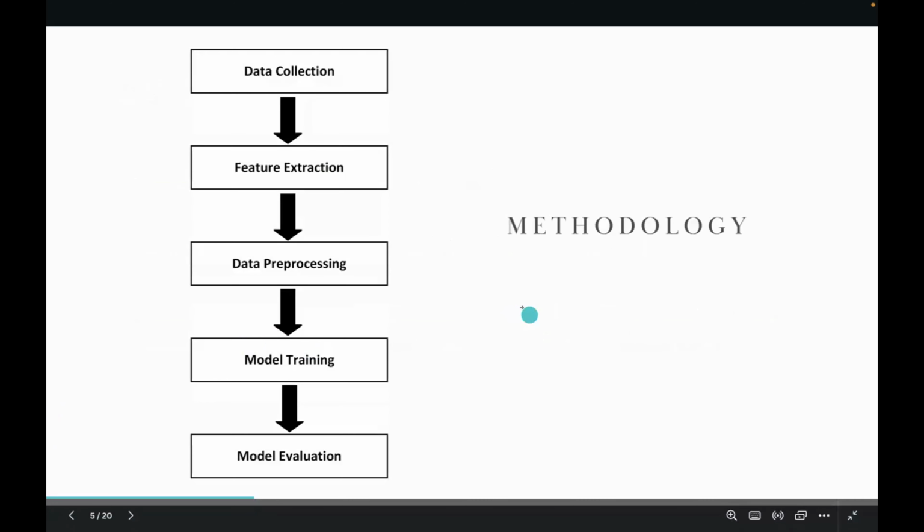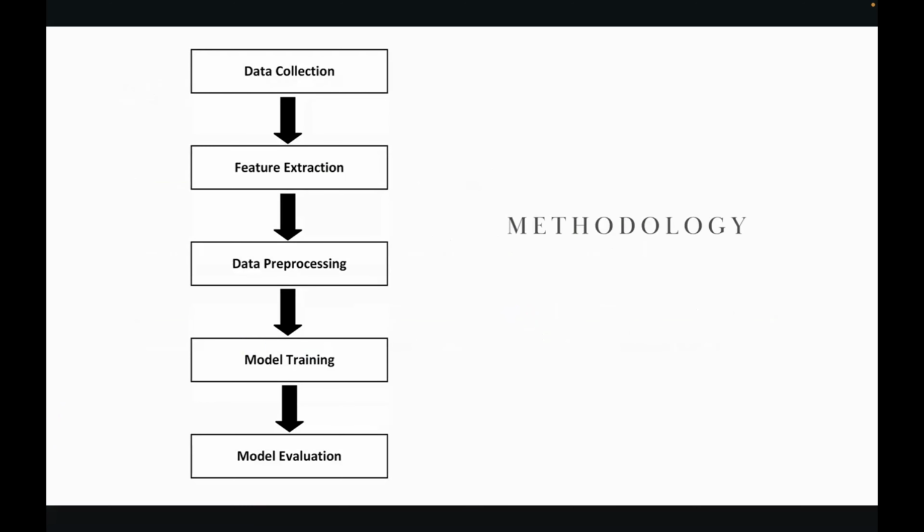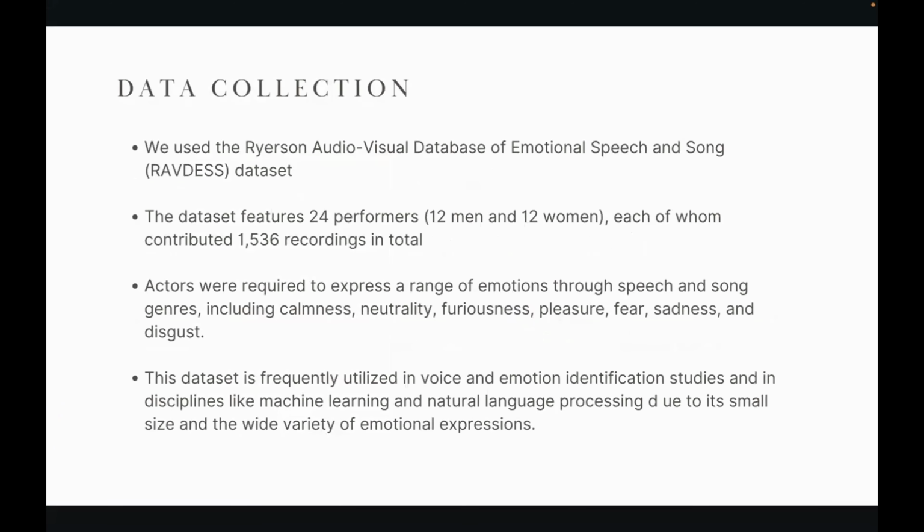So the methodology: we first start with data collection, feature extraction, data preprocessing, model training, and model evaluation. Starting with data collection, in this paper we used a well-known data set called RAVDESS, the Ryerson Audiovisual Database of Emotional Speech and Song data set.